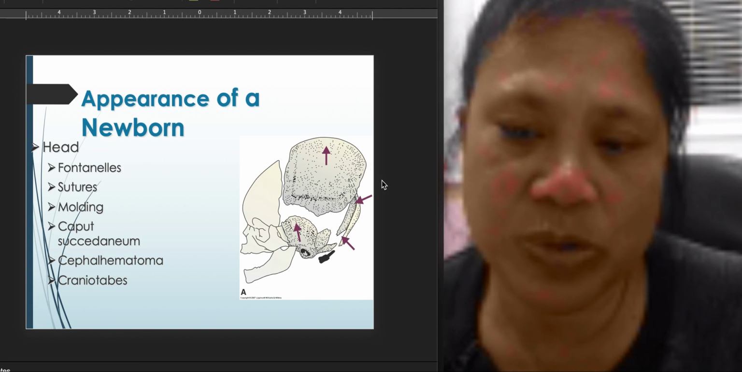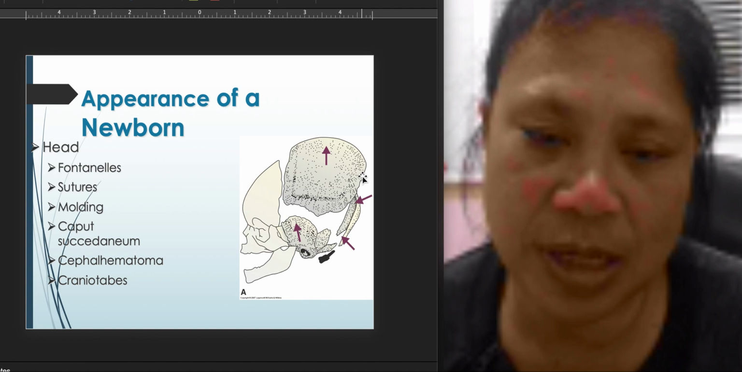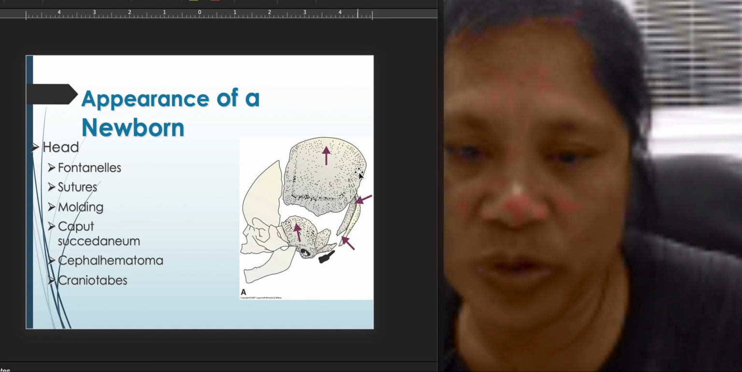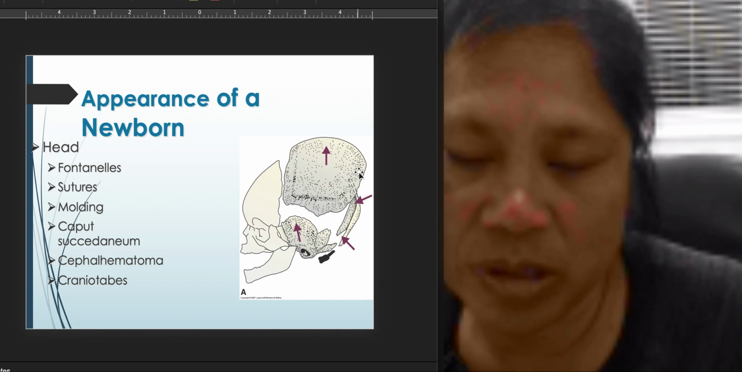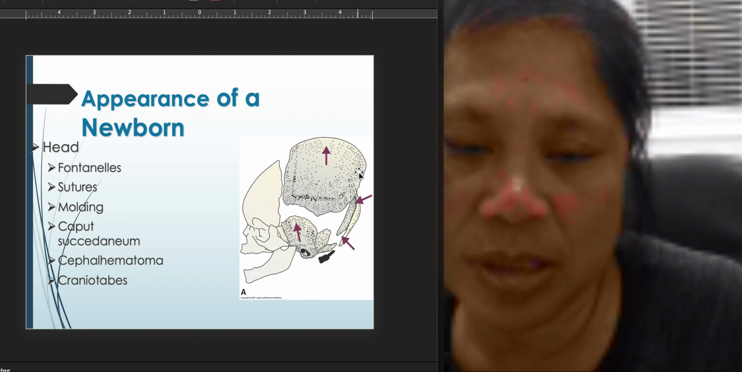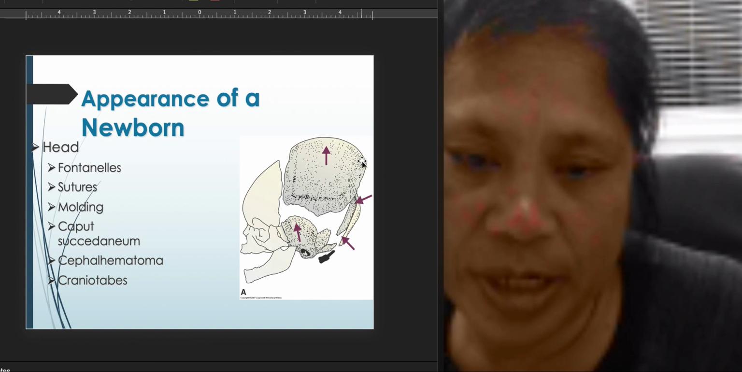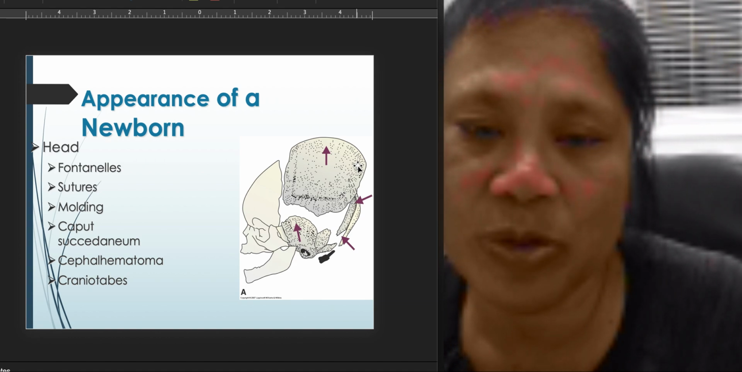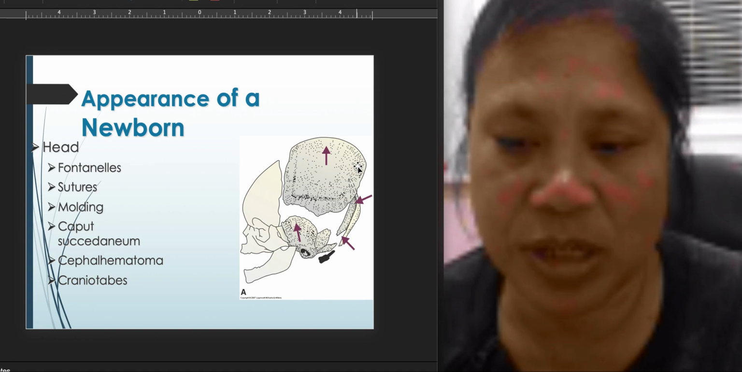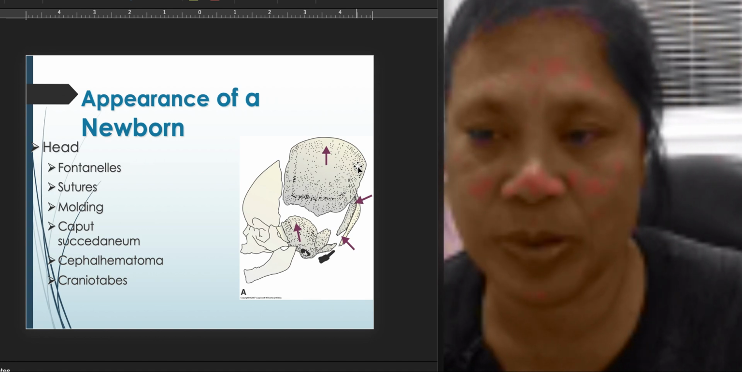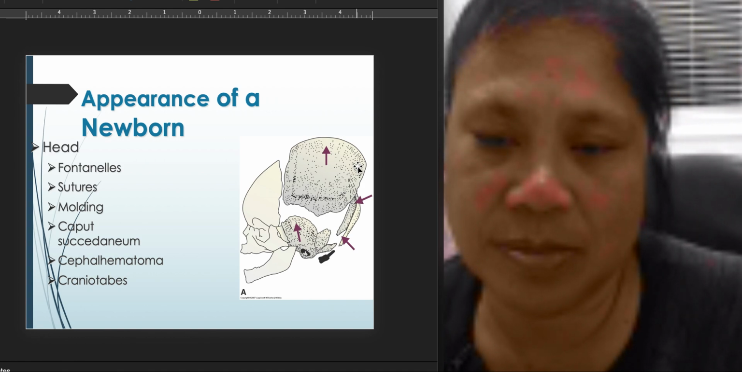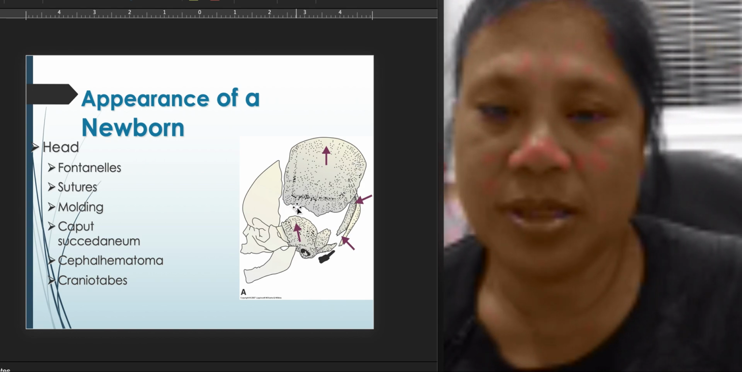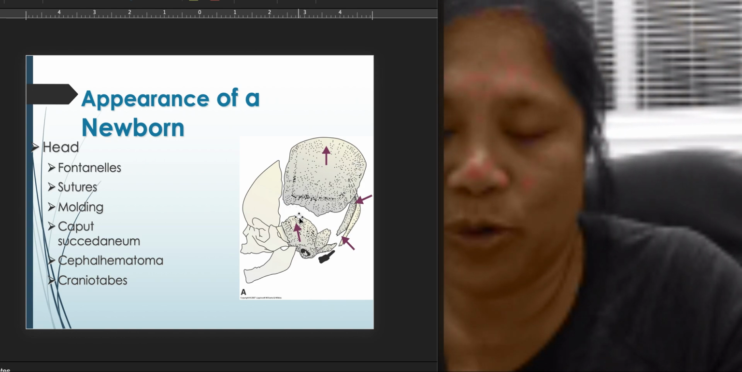But the one complication with the cephalohematoma you have to watch out for is that there's an accumulation of fluid underneath the periosteum of the skull. When you accumulate this fluid, what could occur is jaundice. So if they do have a cephalohematoma, you want to make sure that they don't have jaundice, and we'll talk more about jaundice a little bit later when we talk about direct Coombs and all that. So just hold your thoughts with jaundice. Anyway, these are normal findings for the newborn as far as the head.